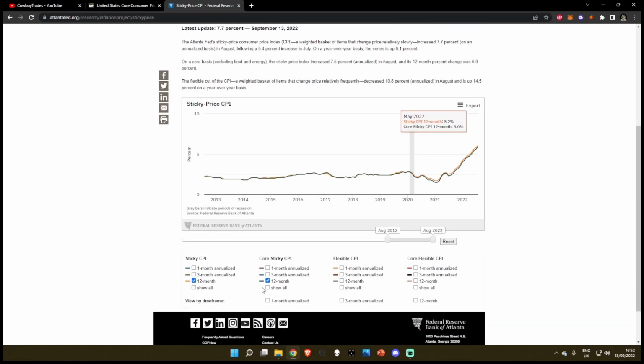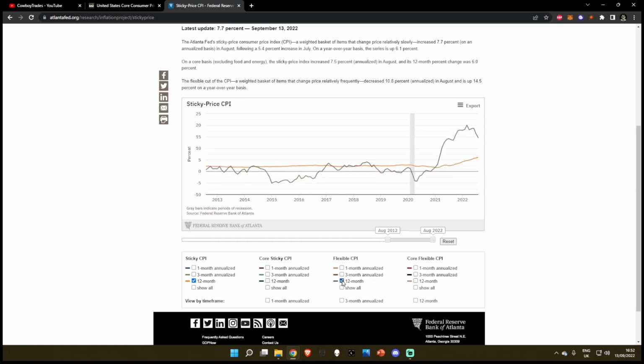So, for example, let's get rid of the core sticky CPI and the sticky CPI. I'm only going to really be looking at the regular CPI for this because, as you can see, the core and the regular sticky are basically following each other to the teeth. But when we pull up the flexible CPI, you can see now we're taking into account things like the energy crisis. We're taking into account things like the rising and falling of food, which is a category which is very quick to respond to changes in monetary and fiscal policy.